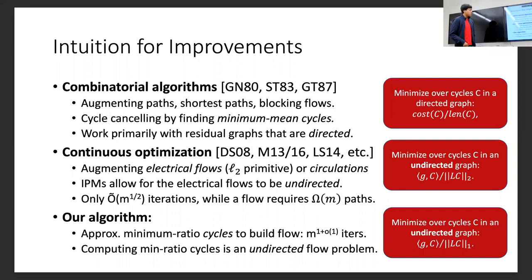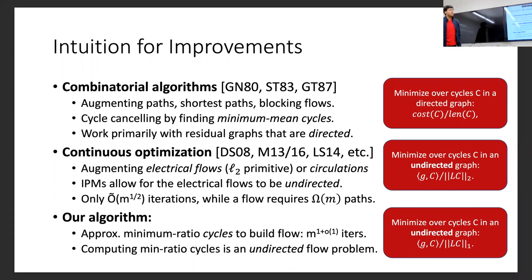The continuous algorithms are working with this more linear algebraic problem. They compute an undirected cycle, and the objective they minimize is some gradient g dot the cycle divided by the length of the cycle in L2 norm. So here L is some diagonal matrix, so every edge has a different cost. That's basically an electric flow problem. So the problem we study instead turns the two norm into a one norm. It's the gradient dot the cycle divided by the length of the cycle under these lengths L. And if we can compute an approximate minimizer to that, then we show that that's enough to make progress towards computing a max flow.